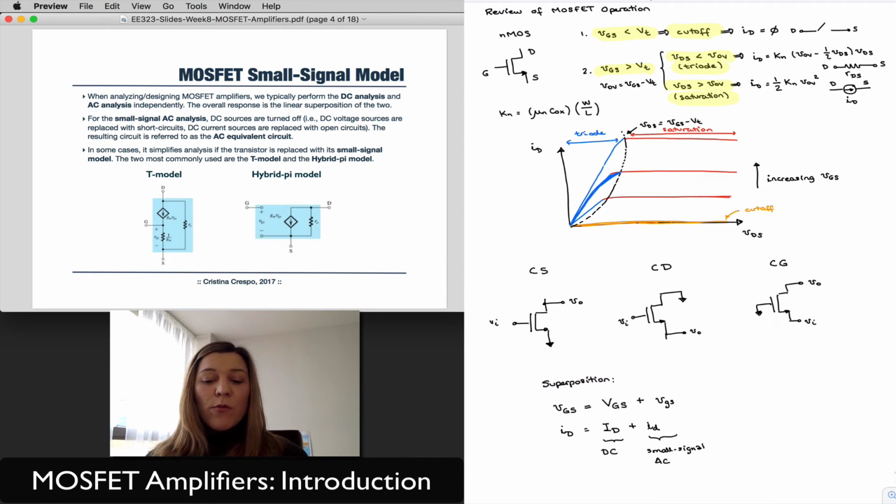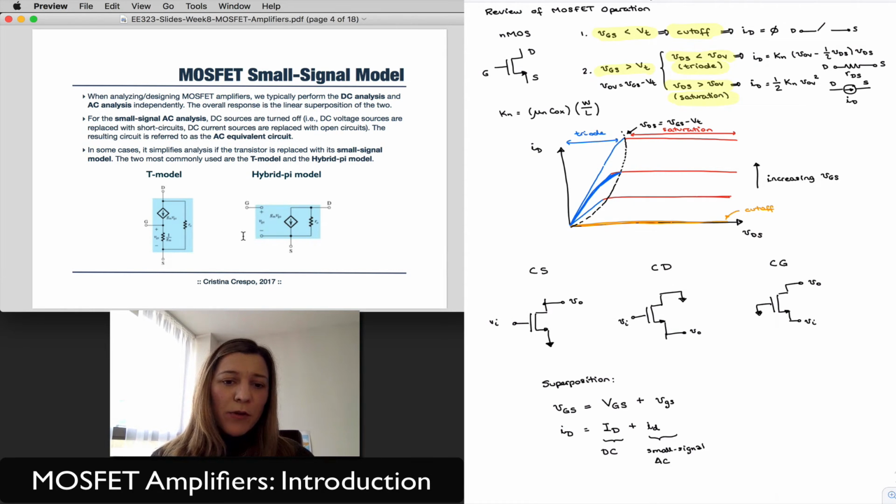Now, when we're performing the small signal AC analysis, sometimes it is useful to replace the transistor with its small signal equivalent model. And up here you have representations of two versions for that model. They're equivalent representations, meaning they both model the behavior of the transistor for small AC signals. The reason why you will use one or the other is because sometimes the use of one or the other simplifies your analysis, but other than that, they both should give you the same result.